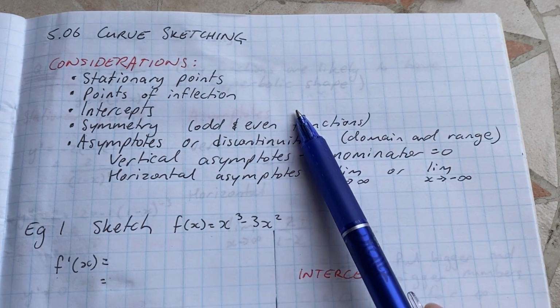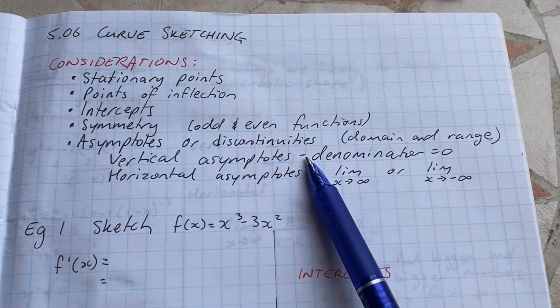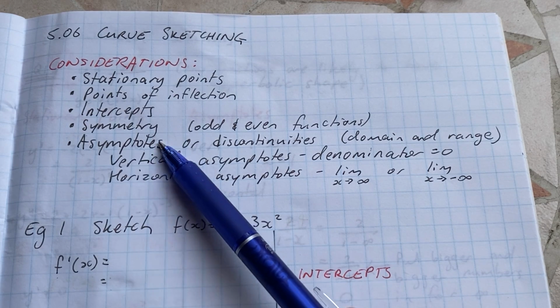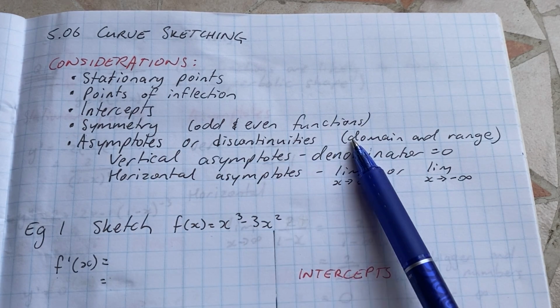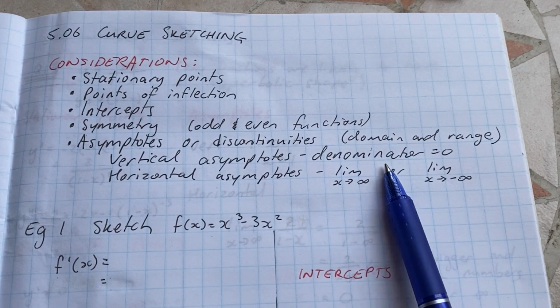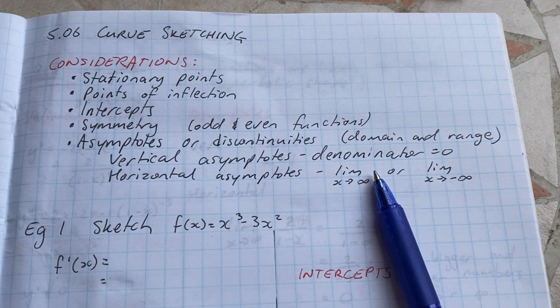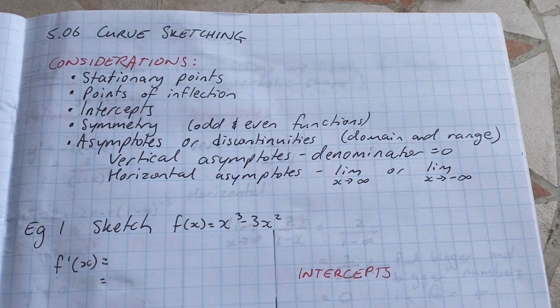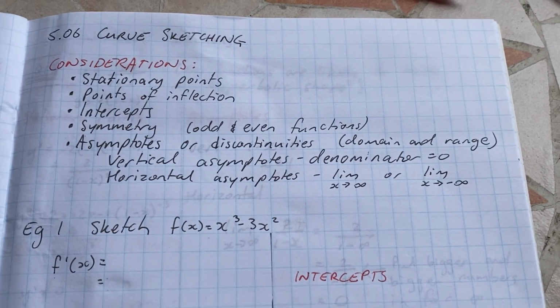Now I've put these in the order that the textbook puts them in, but to be honest, when I do curves with asymptotes or discontinuities, I always like to think about the domain and range right from the very start of any problem that I do. For any function really, that's the case.